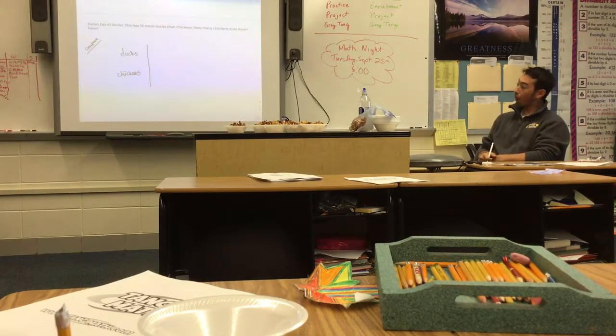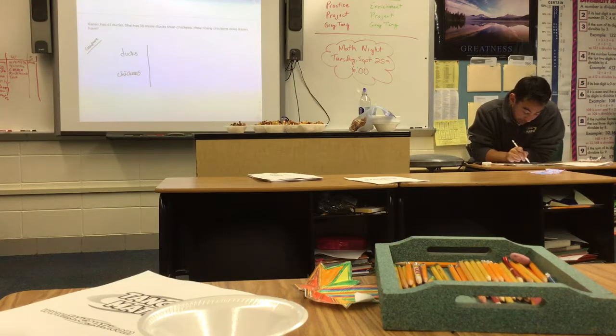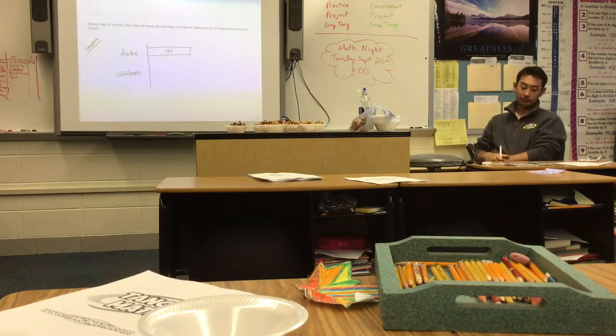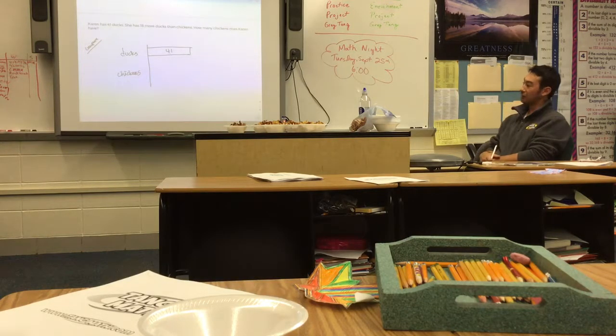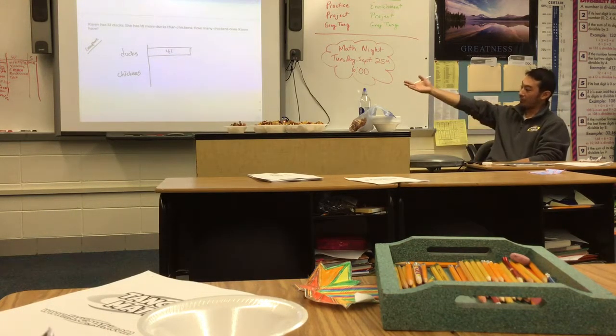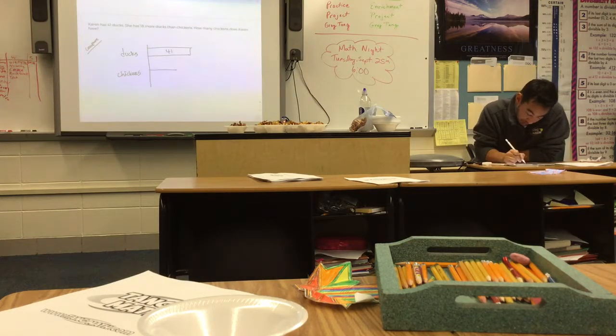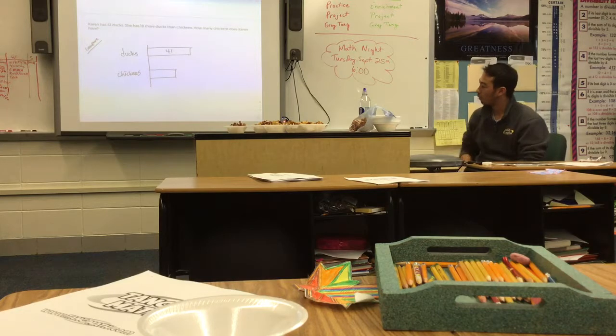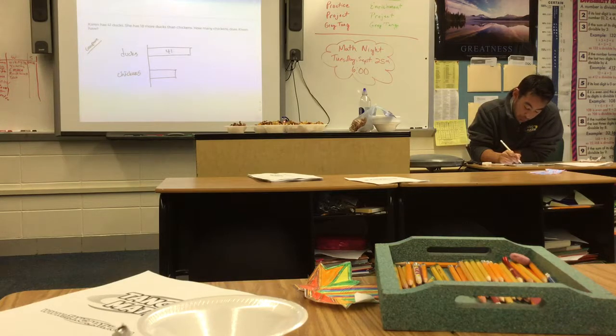Karen has 41 ducks. Second grader, can you show me 41 ducks? Sure. Here's my 41, right there. She has more ducks than chickens. If the problem says she has more ducks, does the ducks bar have to be bigger or smaller than the chickens? Bigger. It's saying there's more ducks. So doesn't my chickens bar have to be smaller? Isn't that what that means? Oh yeah, there's more ducks. How many more? Where do I always know my more or fewer is, that difference? Isn't it right here? Oh, there's 18 more.